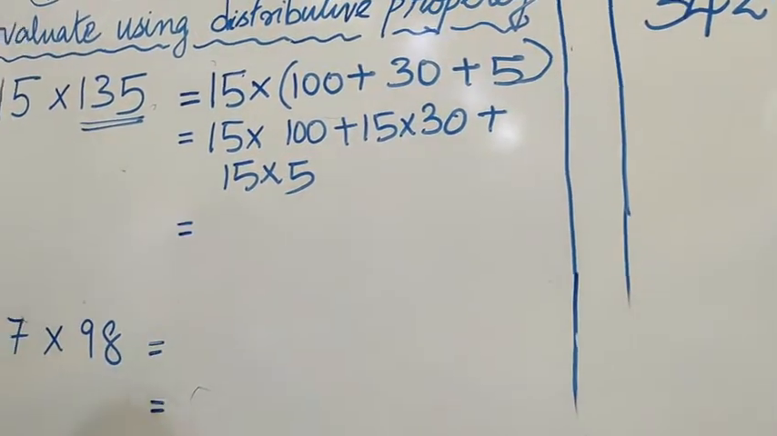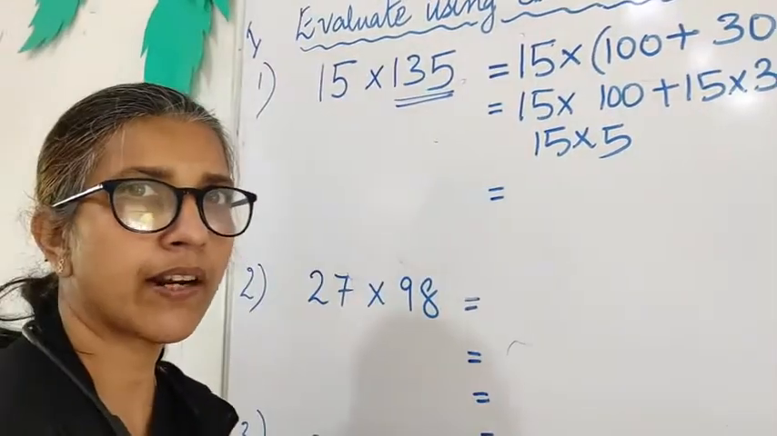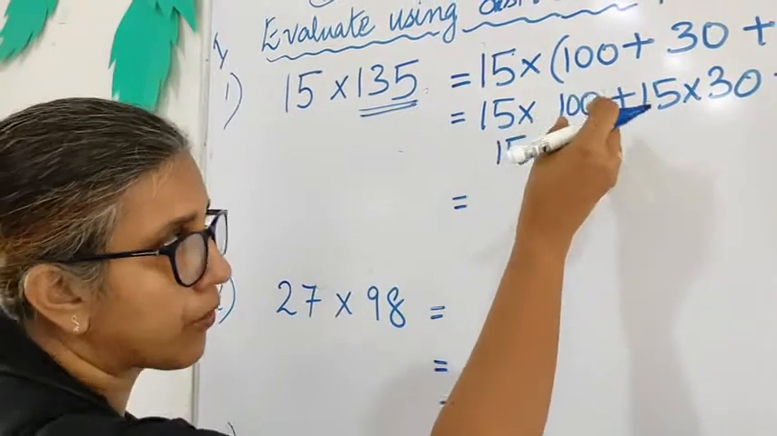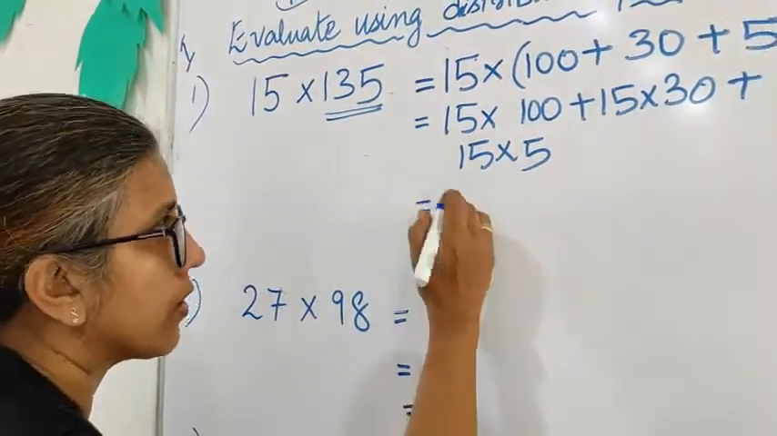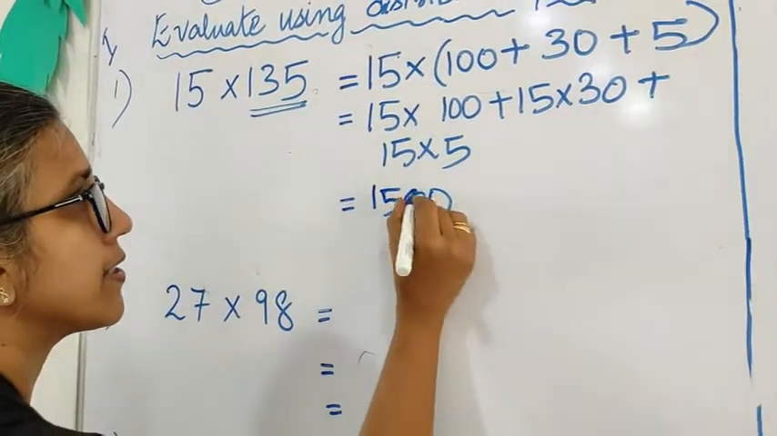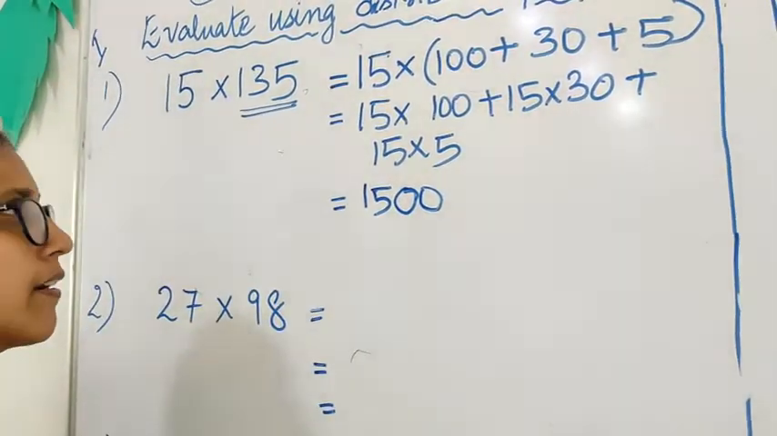Now what is 15 into 100? Multiplication with 100 you have already studied. You have to simply attach that number of zeros to the given number. So 15 into 1 is 15. And how many zeros in 100? 2 zeros. I attached it to 15 and I got 1500.